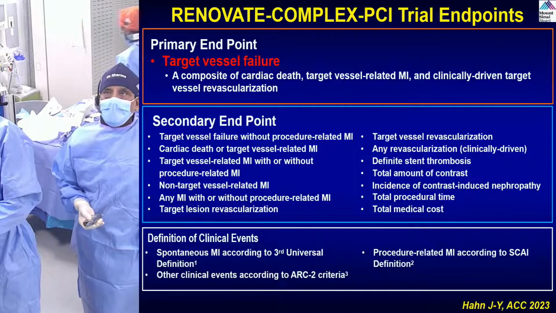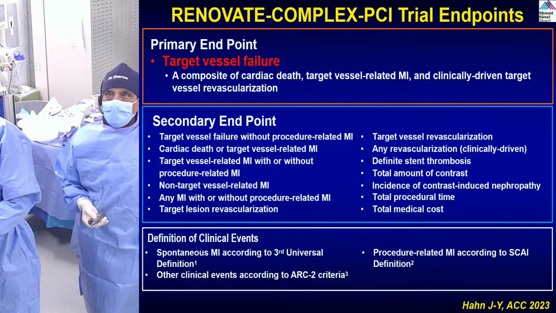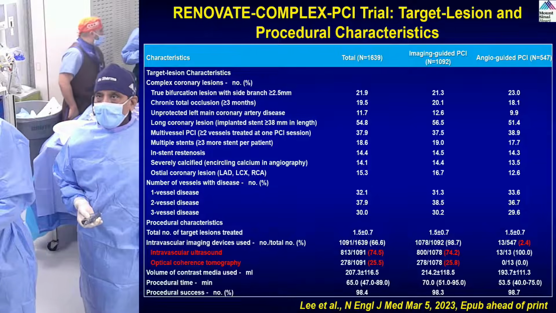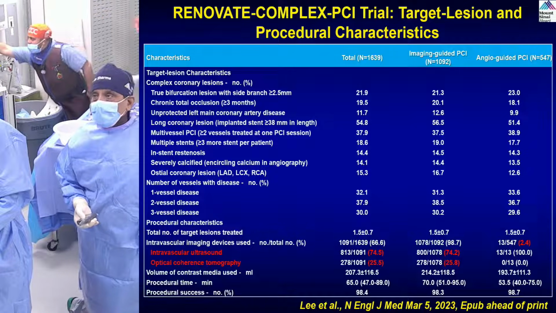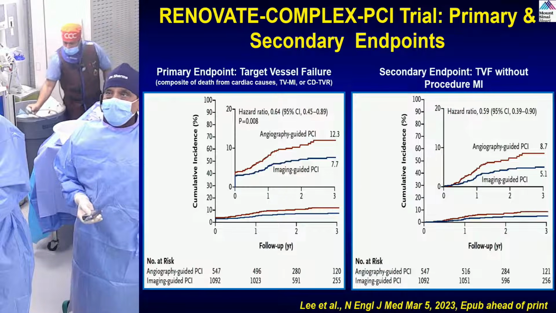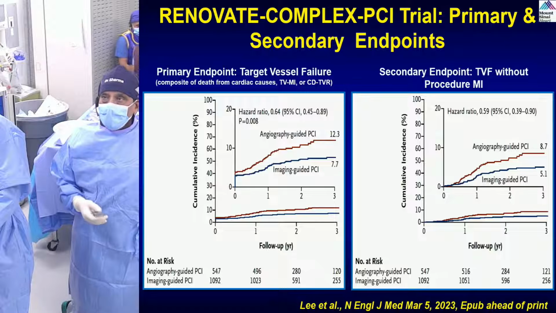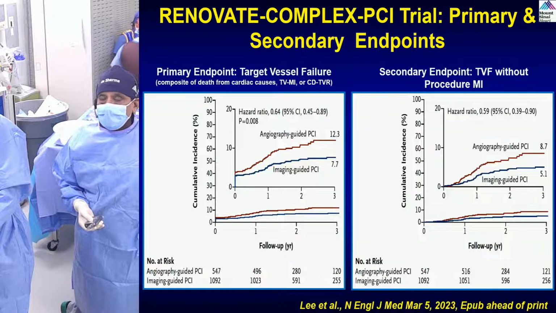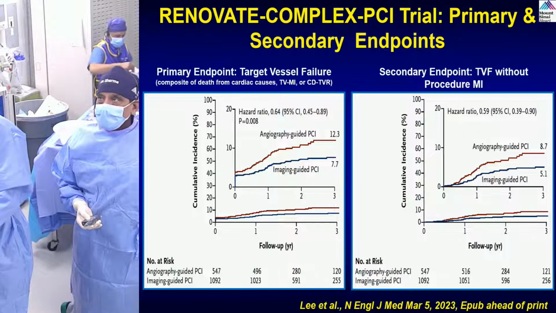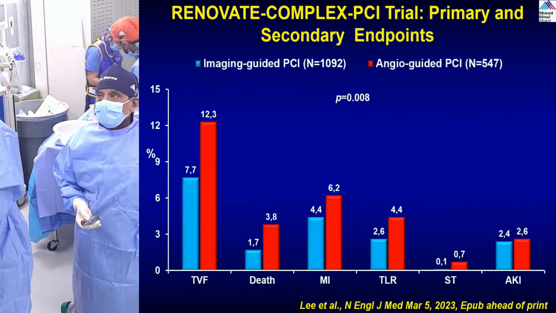2-to-1 randomization. Primary endpoint was composite of cardiac death, MI, and clinically driven TVR. And of course, you see IVUS was done in 75% of cases and OCT in 25. Now, in the angio-guided arm, only 2.4% had IVUS. So overall, what we learned: with angiographic guidance, your primary endpoint of TVF was 12.3, and it became almost half with imaging guidance. As you can see, 36% reduction of events, and the endpoint of TVF without procedural MI is the same, again about 41% reduction, from 8.7 to 5.1.